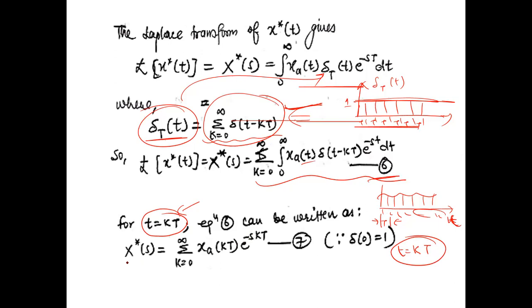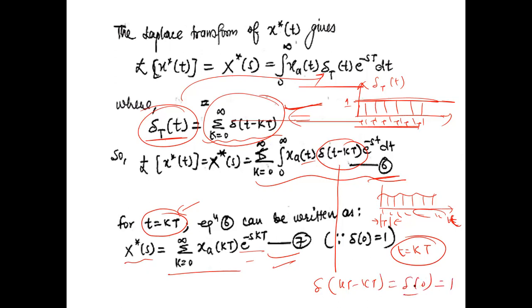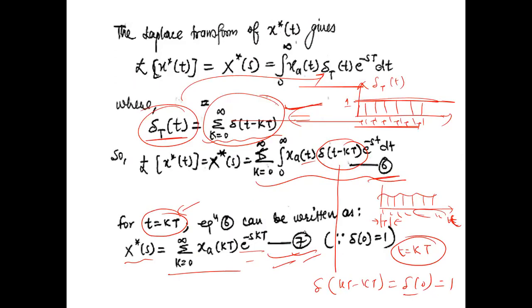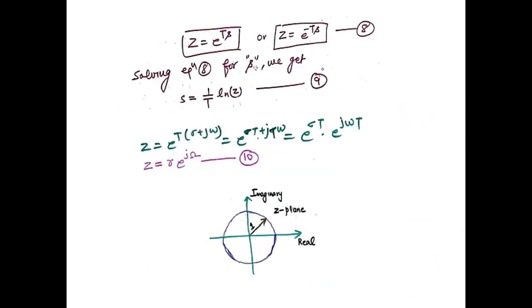So we have replaced t is equal to kt in equation number 6. So now when we do so, we will get this equation here, right? Because in this, if we put delta kt minus kt, it is delta 0. So delta 0 is 1, right? Delta 0 is 1. Okay. So then we will have this equation number 7 with us now, right? Now, if you see this equation number 7, in this we have a term which is e raised to the power minus ts, or e raised to the power ts, right?